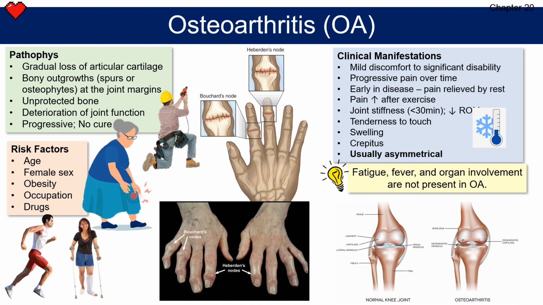And again, here's our light bulb. Fatigue, fever, and organ involvement is not part of osteoarthritis. This is only affecting those weight-bearing joints. And then lastly, here in this picture, you can see some of these deformities that occur specific to osteoarthritis. We have Bouchard's node and Heberden's node, both in the fingers. Okay, so when you hear those terms, Bouchard's node or Heberden's node, think osteoarthritis.